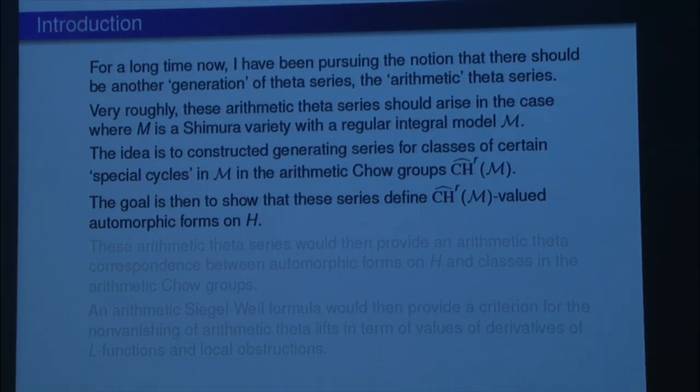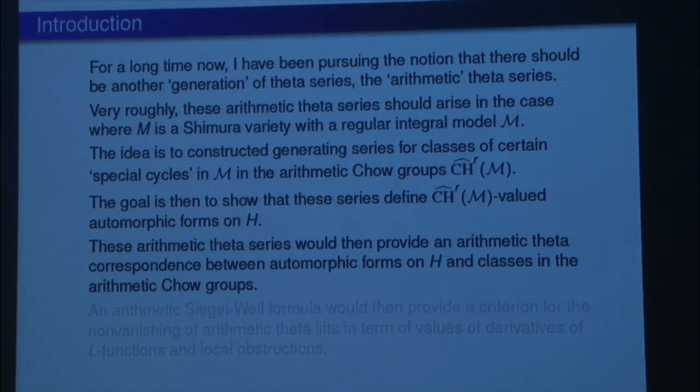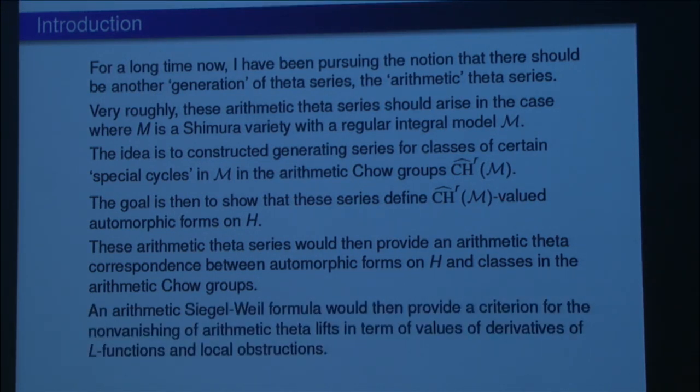If you could construct such things, then you would be able to define an arithmetic theta correspondence. Taking suitable automorphic forms on H, you could integrate against these kernels and end up with classes in the arithmetic Chow group. Then the dream would be that the non-vanishing is connected with an arithmetic Siegel formula, and that the non-vanishing conditions will be related to derivatives of L-functions plus local obstruction. So that's the overall scheme of things. Of course, it's very vague.